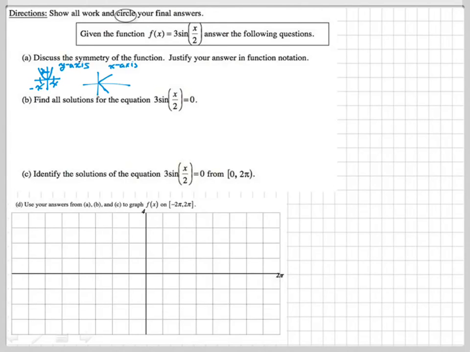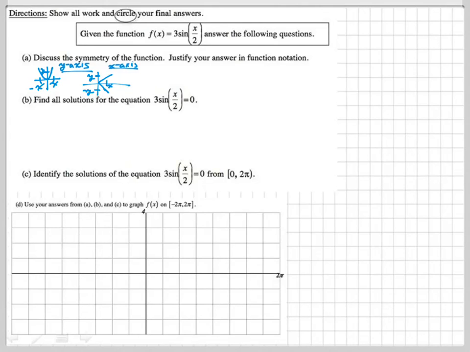Wait, did it say justify answer in function notation? Yes, in function notation. Now this is not in function notation, but I just want to review this really fast. So this x right here will give us this y, and it'll give us a negative y. So this x would give you both the positive and the negative y. Let me get rid of that. I'll write the function notation in a minute.